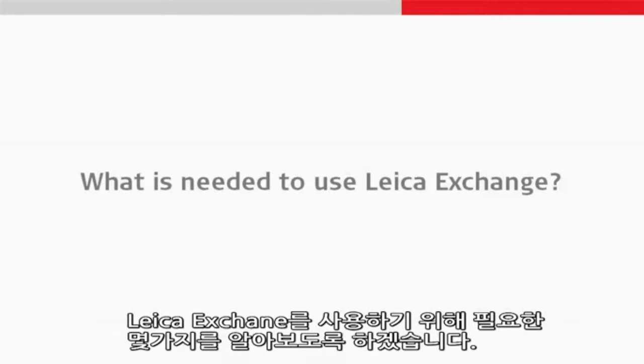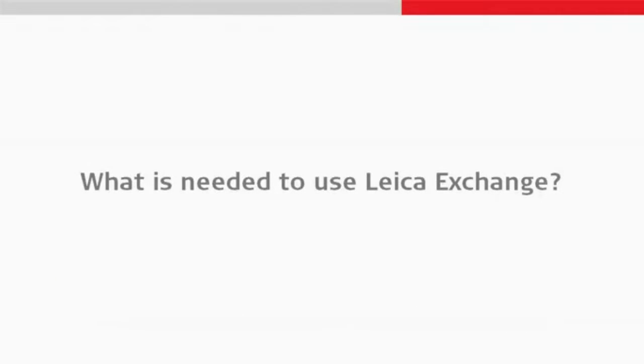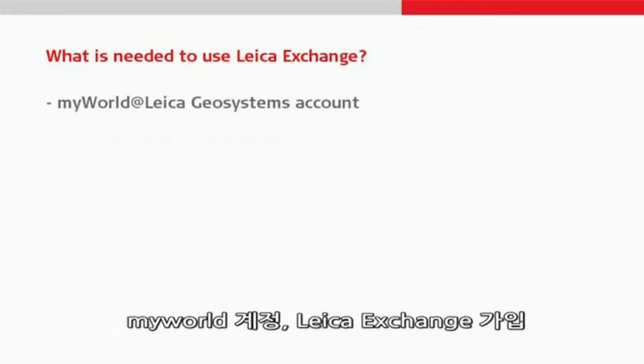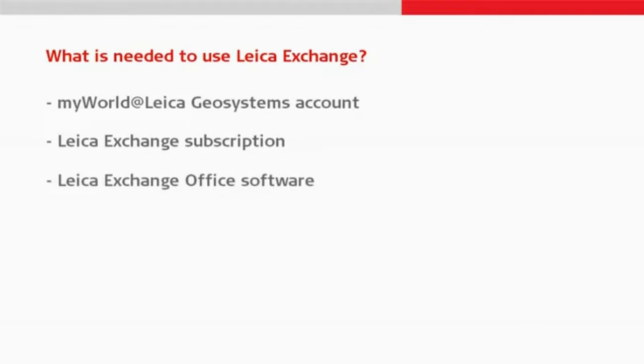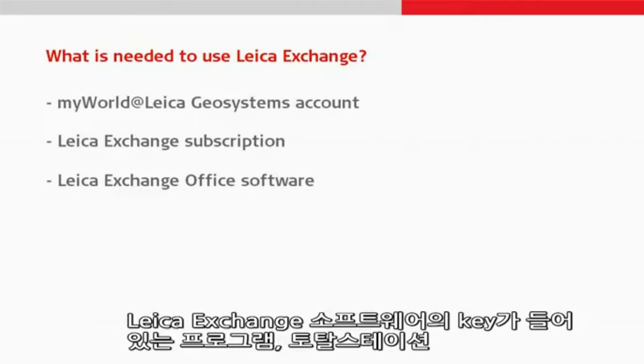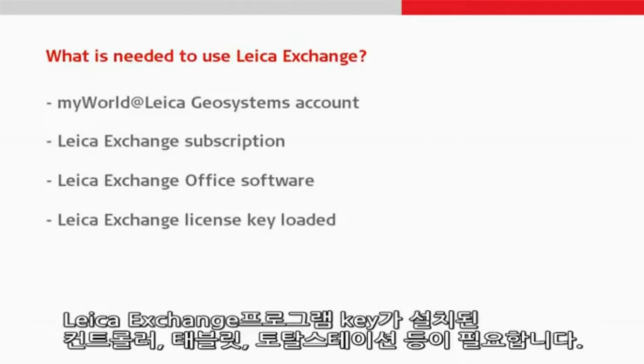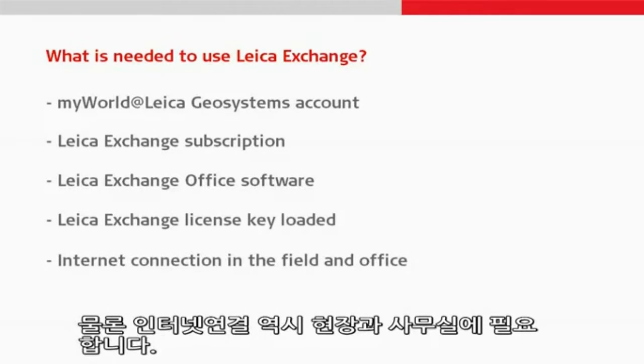In order to use VAPLeica Exchange, the following is needed: a MyWorld account, a VAPLeica Exchange subscription, VAPLeica Exchange Office software installed on a Windows PC, and a VAPLeica Exchange license key loaded onto the controller, tablet or total station, and of course an internet connection in the field and in the office.